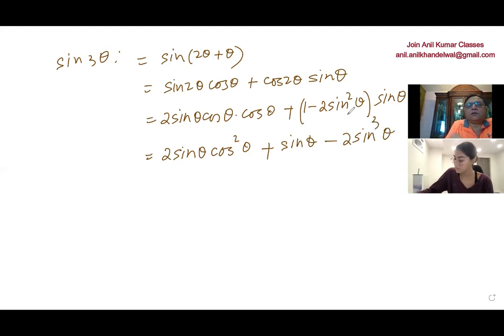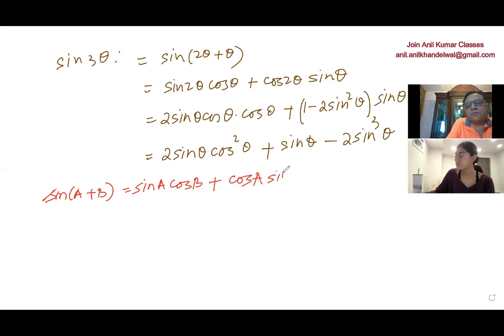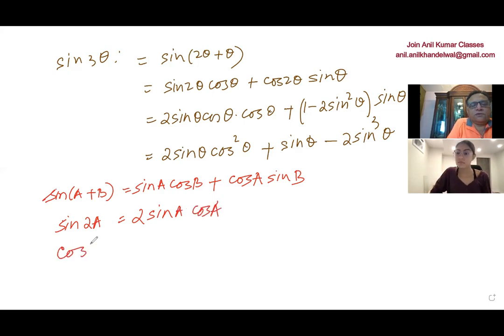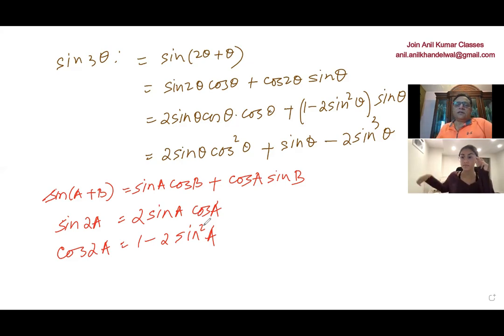So that could be the formula. Do you know which formulas we have used? We have used sine A plus B, which is sine A cos B plus cos A sine B. We have used the sine 2A formula, which is 2 sine A cos A. We have used the cos 2A formula, which is 1 minus 2 sine square A, correct? So we have these three formulas and got our result. And this is in terms of sine and cosine, right?